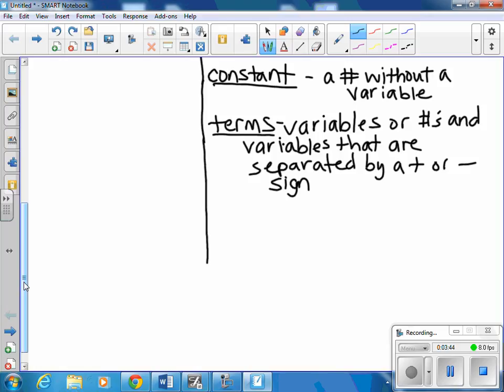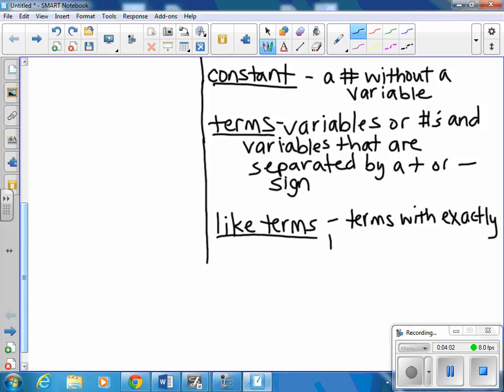And along the same thing as terms, there are things known as like terms, and it's exactly as it sounds. These are terms that are like each other, but in order to be like each other, here's what they have to have in common. These are terms with exactly the same variable, exponent, or no variable at all.